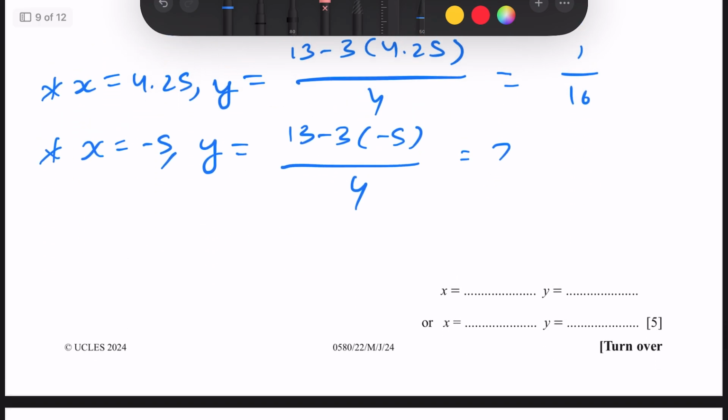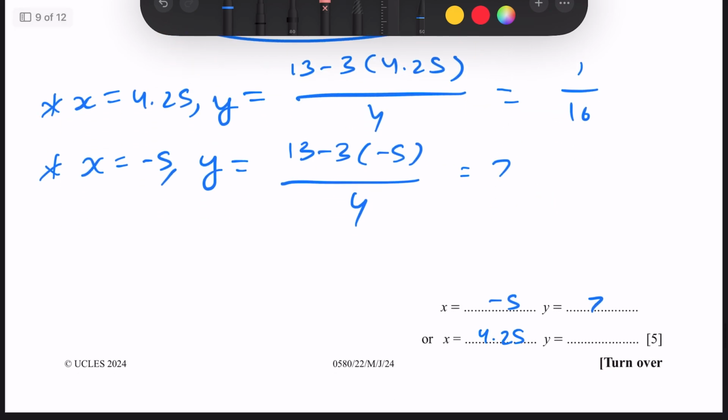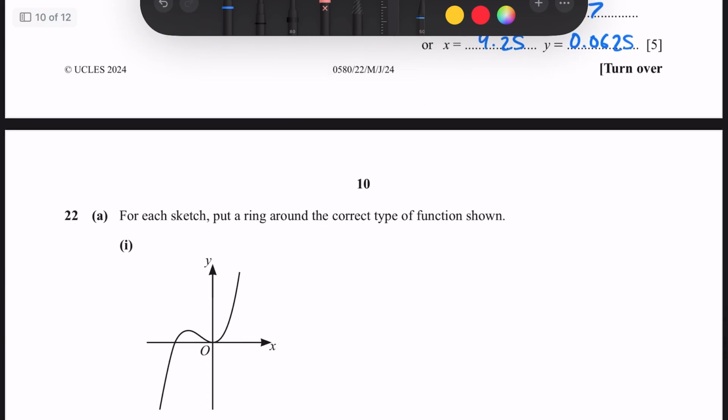Therefore, our two values are: when x is negative 5, y is equal to 7, and when x is equal to 4.25, y is equal to 1/16, which is equal to 0.0625. I'm writing in decimal form because it's hard to write fractions on an iPad.